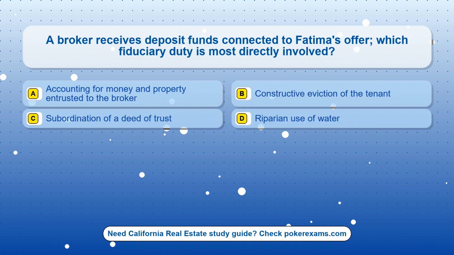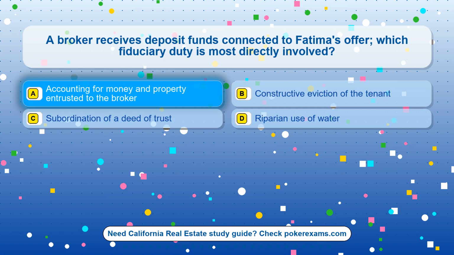Question 2. A broker receives deposit funds connected to Fatima's offer. Which fiduciary duty is most directly involved? Option A. Accounting for money and property entrusted to the broker. Option B. Constructive eviction of the tenant. Option C. Subordination of a deed of trust. Option D. Riparian use of water.